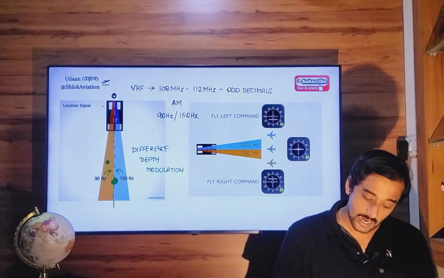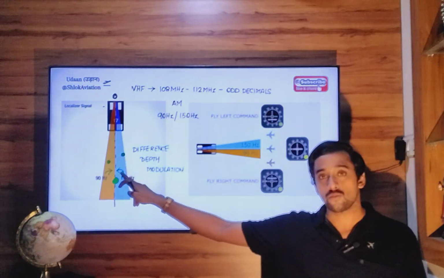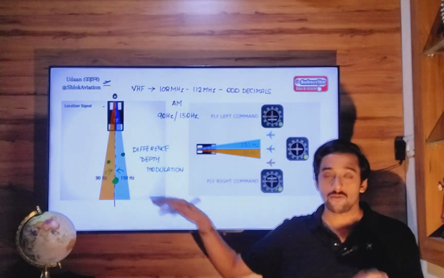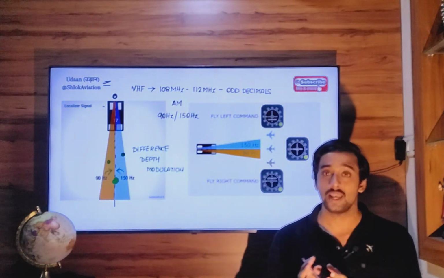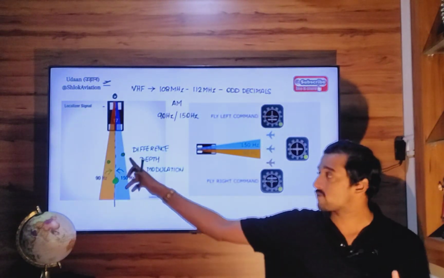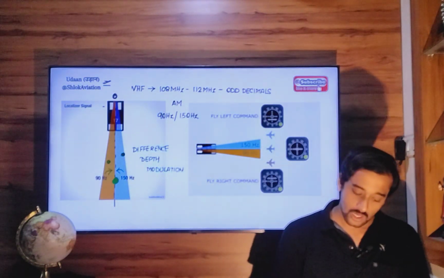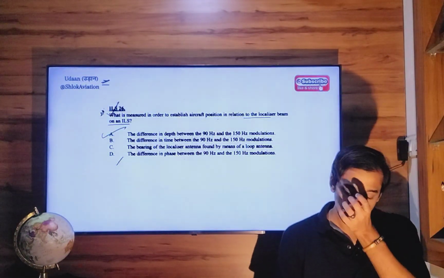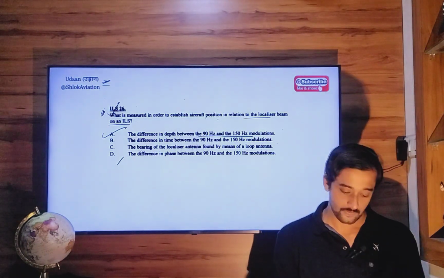Let's say you deviate to the right-hand side of the center line. Okay, when you deviate to the right-hand side, you will receive more of the 150 hertz signal and less 90 hertz signal, because you are in the 150 hertz signal area. So in that case, the CDI indication will tell you to fly left, because that's where the runway center line is situated. So you will fly left, capture that center line, and fly straight ahead along the center line of the runway. So remember, the principle is called difference in depth modulation between 90 hertz signal and 150 hertz signal. So option alpha is the right one. Next.